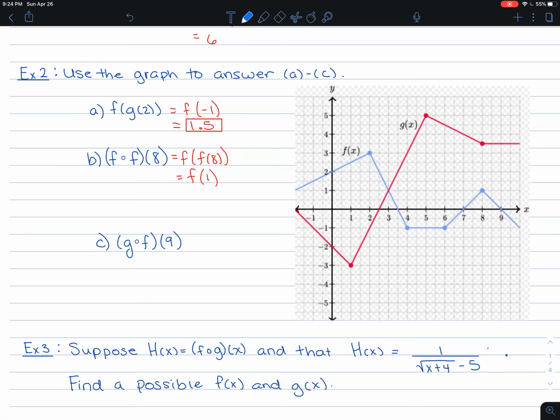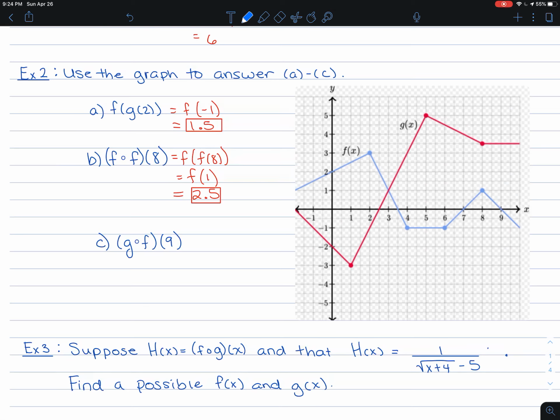And now we're looking for f of 1. So again, go to x equals 1 and see what the point is at x equals 1, and that's 1, 2.5. Okay, so what is f of 1? F of 1 is, if you said 2.5, then you are correct. So f of f of 8 is equal to 2.5.